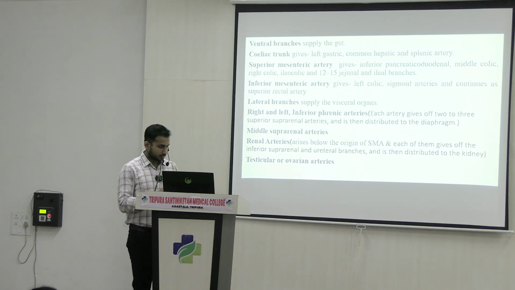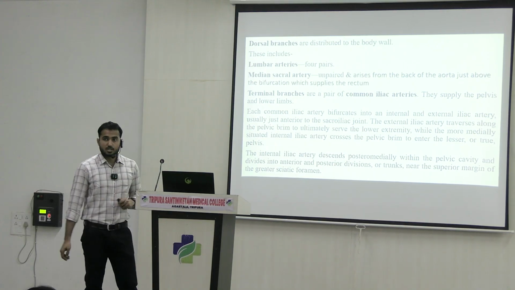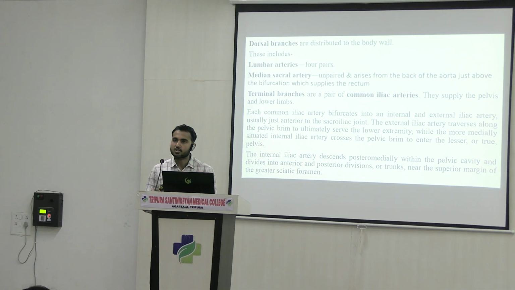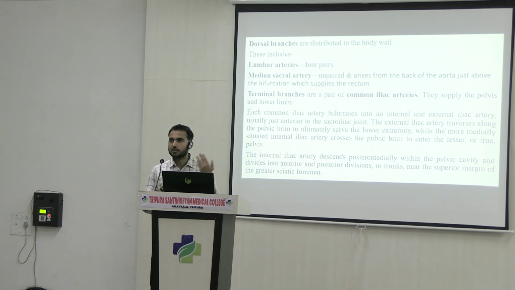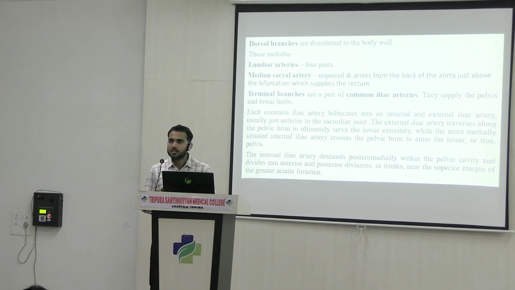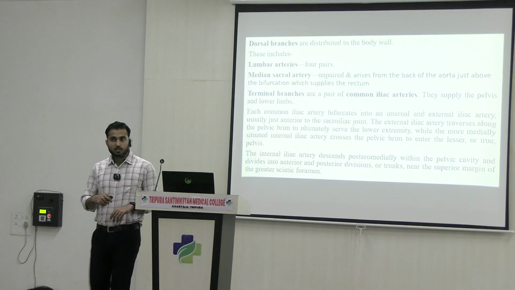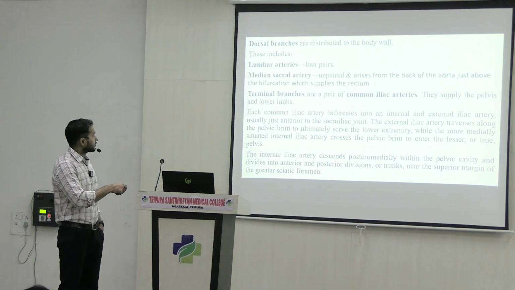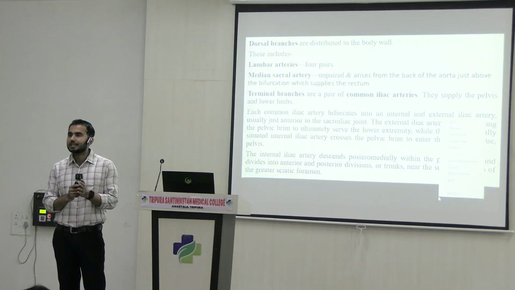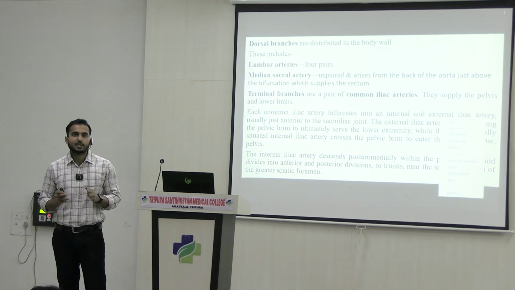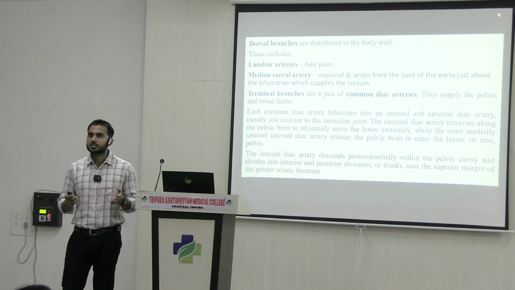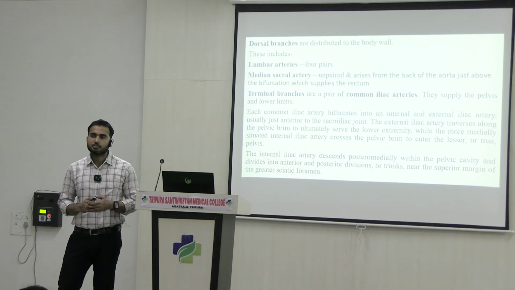Next, dorsal branches are also there. What is the meaning of dorsal branches? Dorsal branches mean those coming out posteriorly, posterior to the abdominal aorta. This includes the lumbar arteries. There are 4 pairs of lumbar arteries. These lumbar arteries are very important because they reinforce the blood supply for the lumbar part of the spinal cord and the associated structures. Along with that, they also supply the lumbar vertebrae.